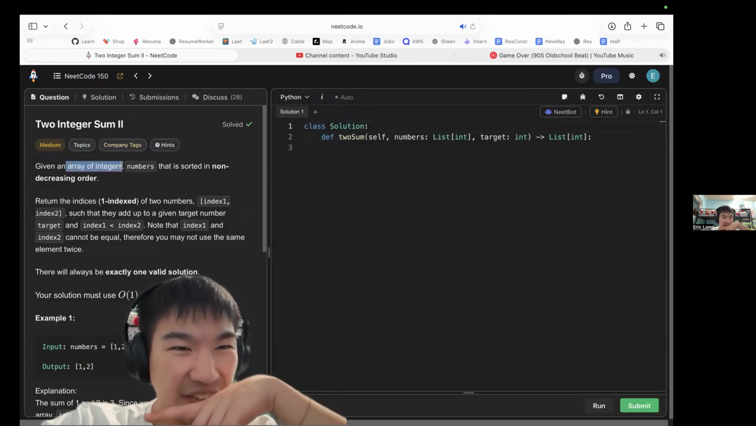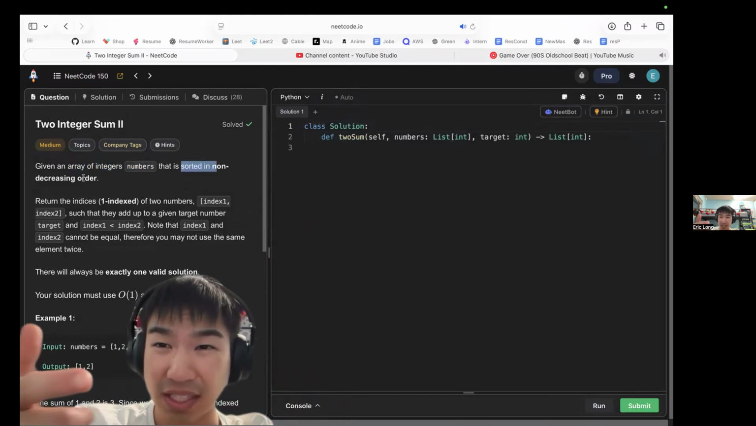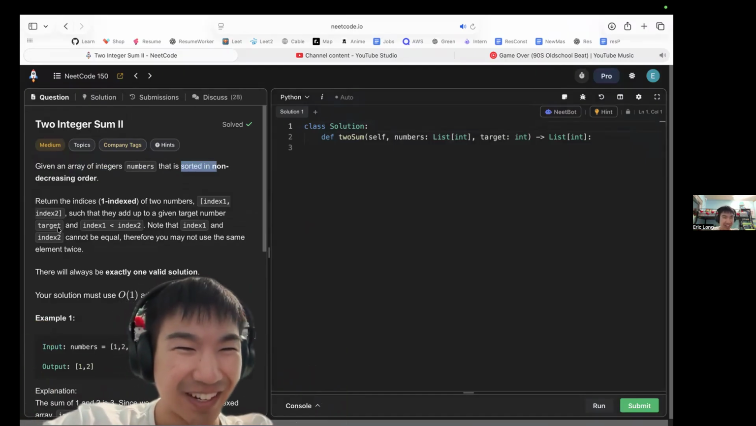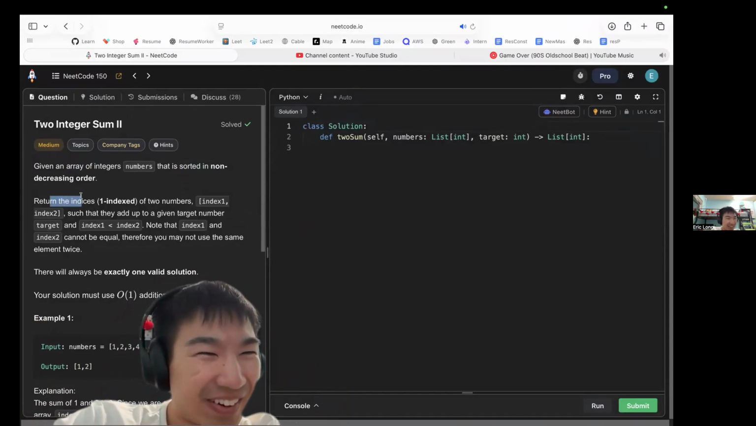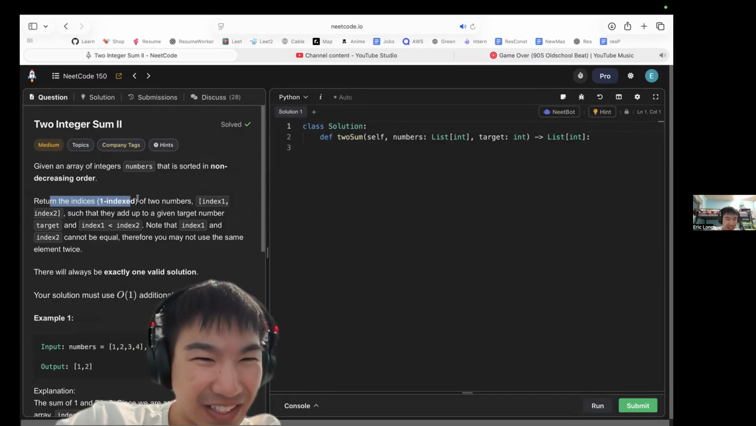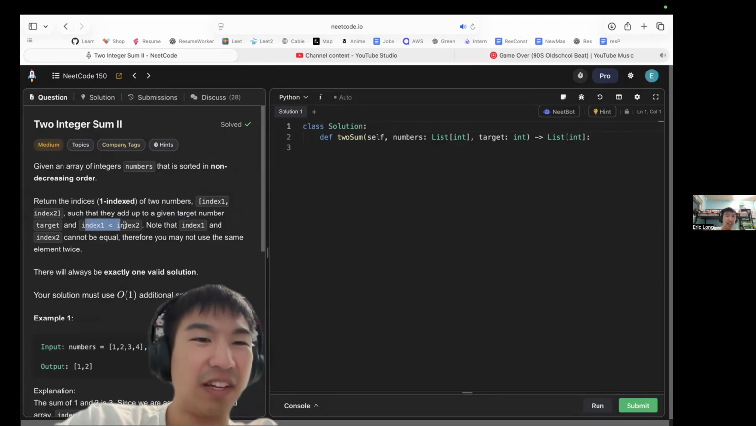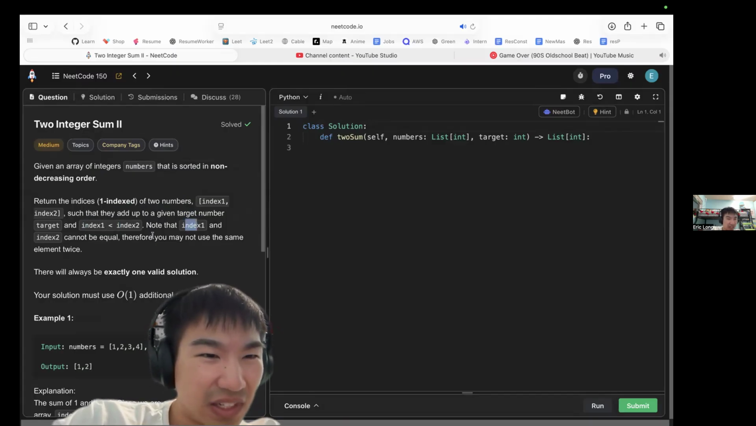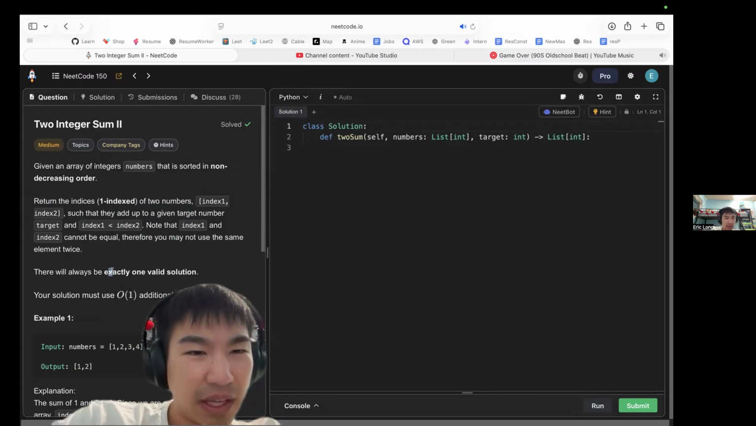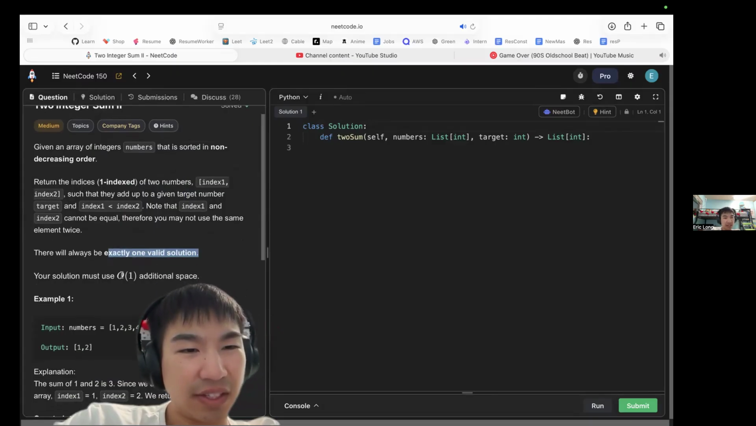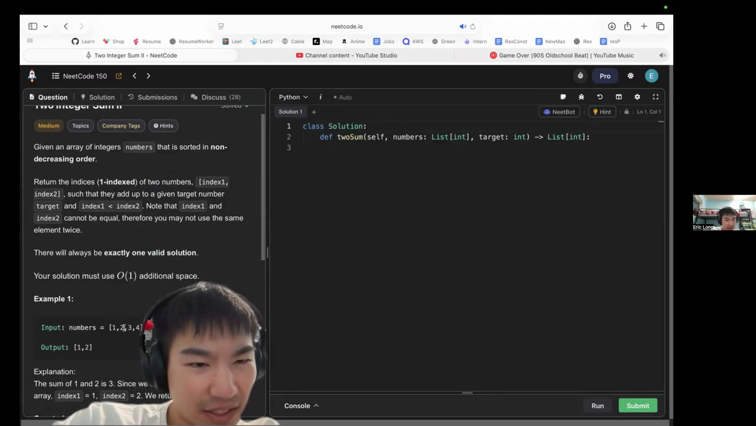Okay, so we're given an array of integers, numbers, which is sorted in non-decreasing order. So I guess that means that it's ascending. Okay, that's cool. Return the indices, one-indexed, of two numbers, index 1 and index 2, such that they add up to a given target number, and index 1 has to be smaller than index 2. Note that index 1 and index 2 cannot be equal, therefore you may not use the same element twice. There will be exactly one solution. We have to use exactly one additional space.